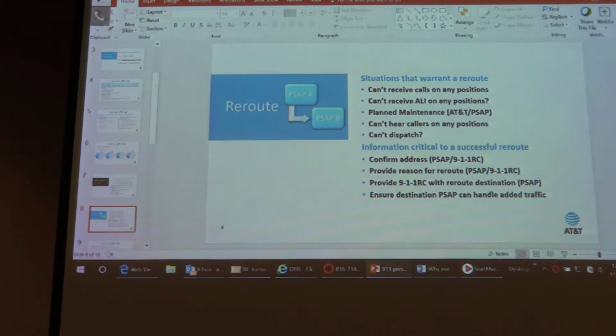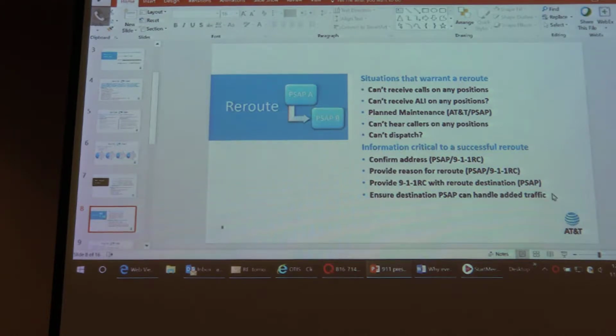You can't hear callers, you can't dispatch. And this is just critical information for a successful reroute. You'll be expected to provide your address, the reason for your reroute, and this is if you call in to the red center, the destination. Where do you want to go?